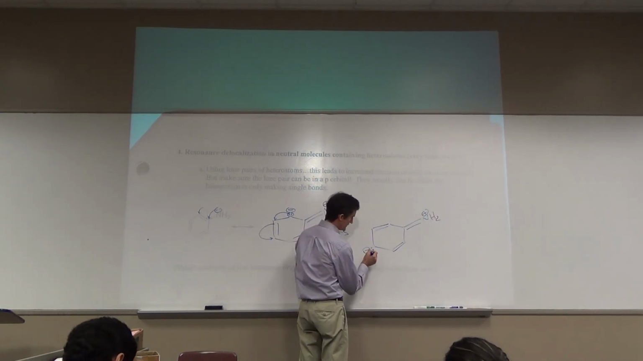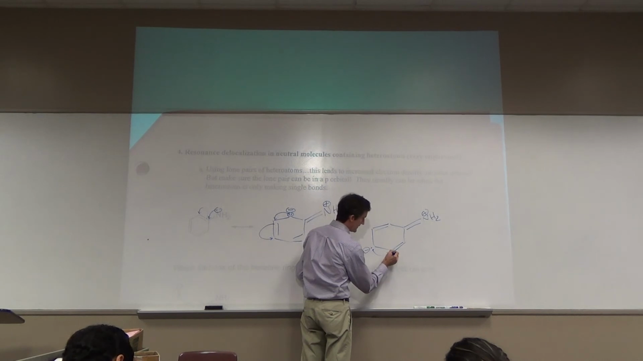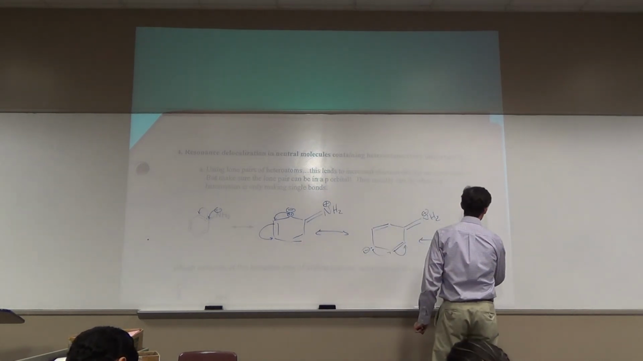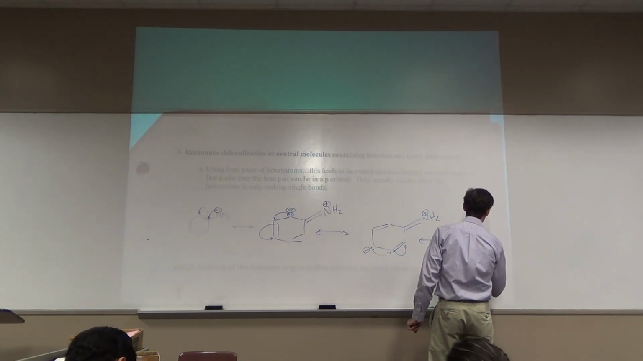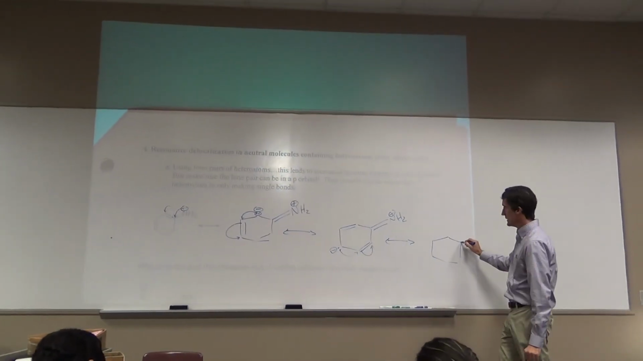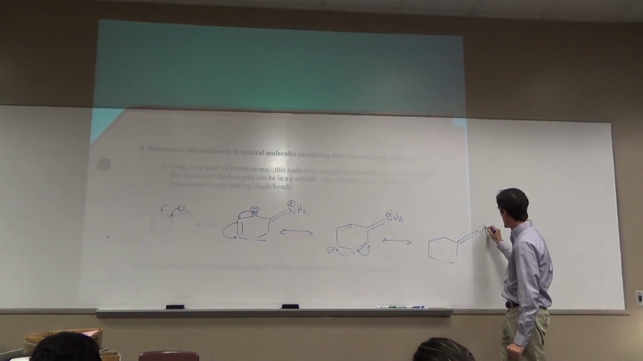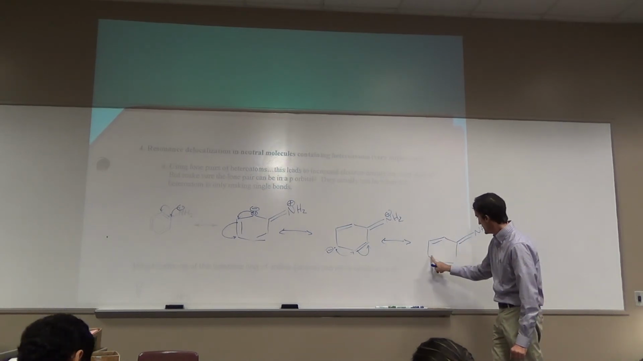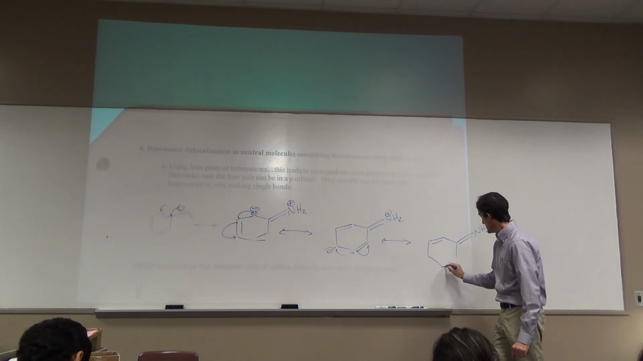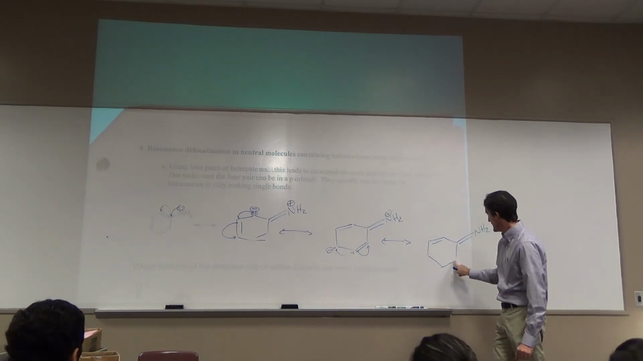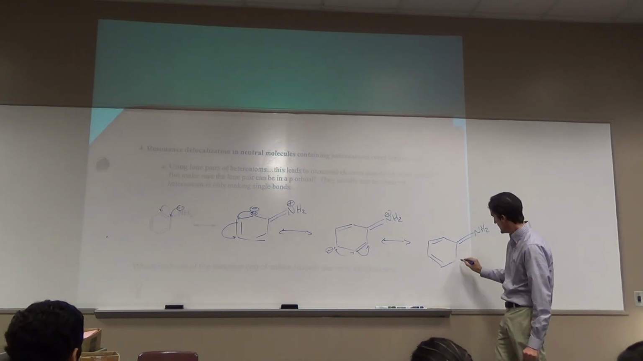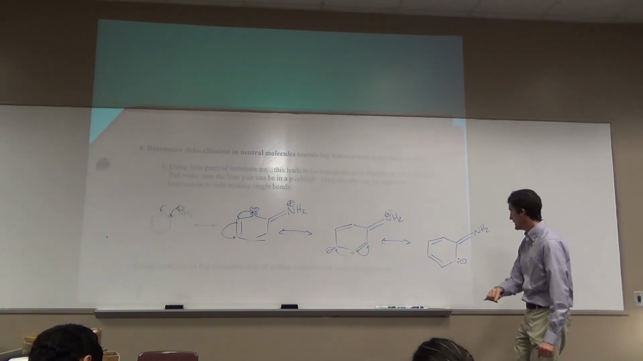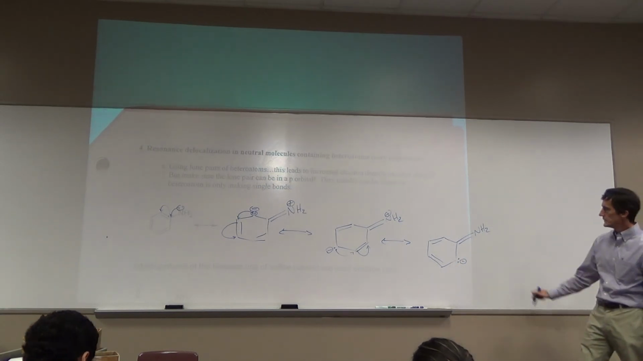Now we can have these electrons come here, and these come here. Resonance arrow, charge.